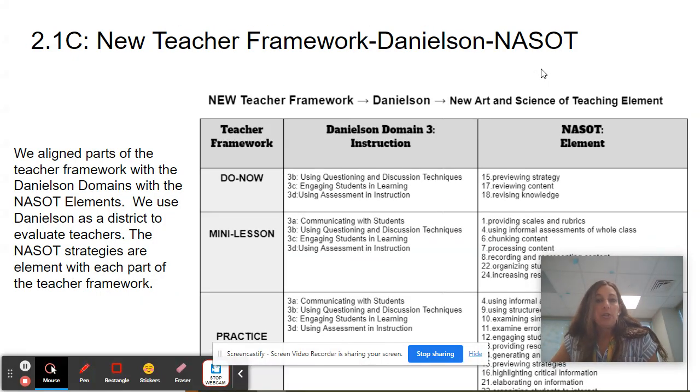What we also like to do is align our teacher framework to the Danielson framework, which is used as our evaluation tool. We also use the new art and science of teaching. Ever since it came out, the new art and science of teaching has been an element that has been used to help bridge the gap between the teacher framework and Danielson itself. So you'll see here the way that those two elements are going in sync.